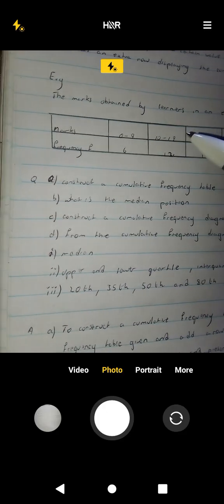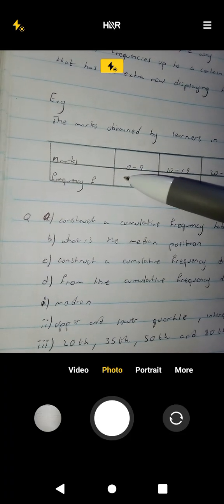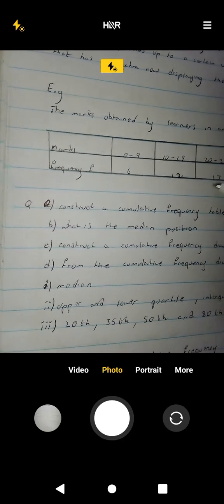So in A, we want to construct a cumulative frequency table using the data in this frequency table. We said a cumulative frequency table is just this frequency table with an extra row. So right here we've got our frequency table as we can see, and then it has an extra row.